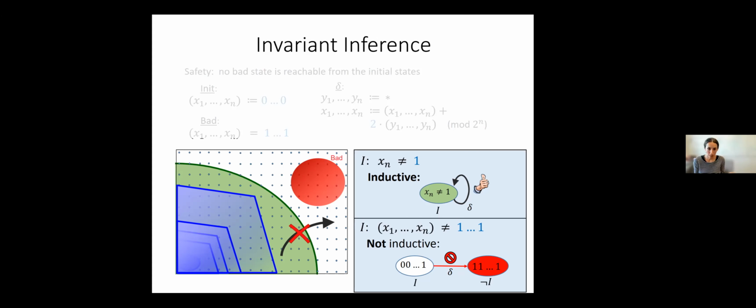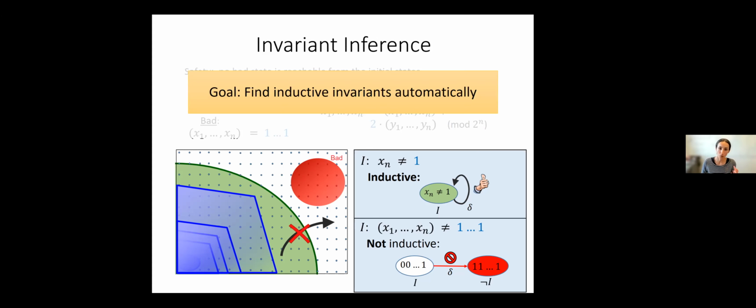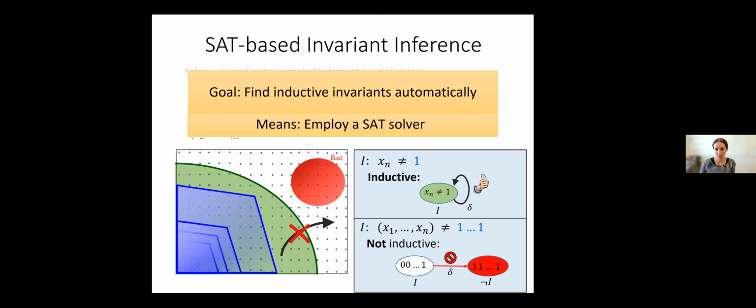And in invariant inference, our goal is basically to find such an inductive invariant automatically in order to verify safety. And in SAT-based invariant inference, which is what I want to talk about, the idea is to use a SAT solver in order to find an inductive invariant automatically.